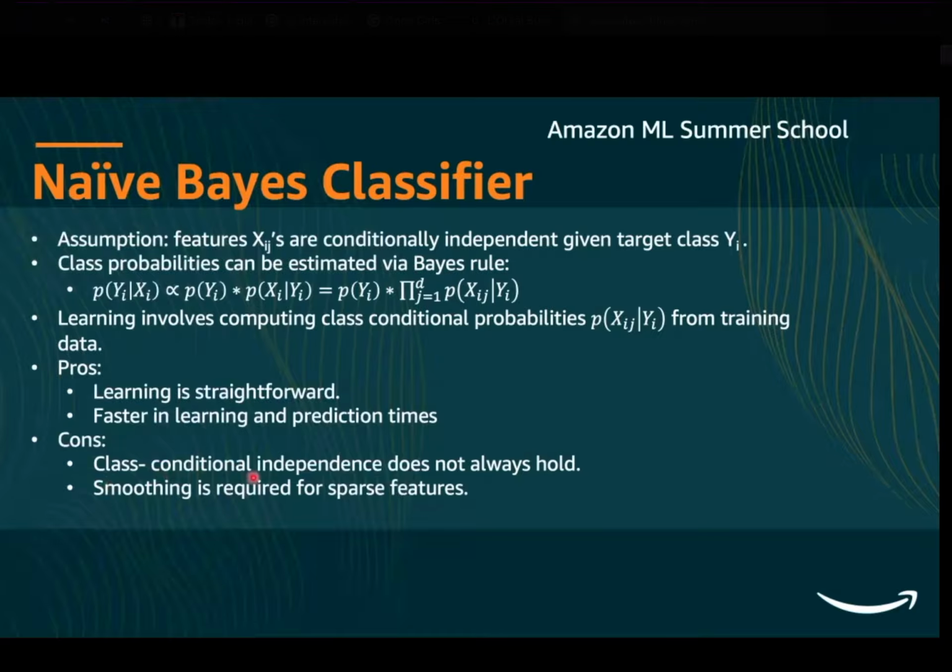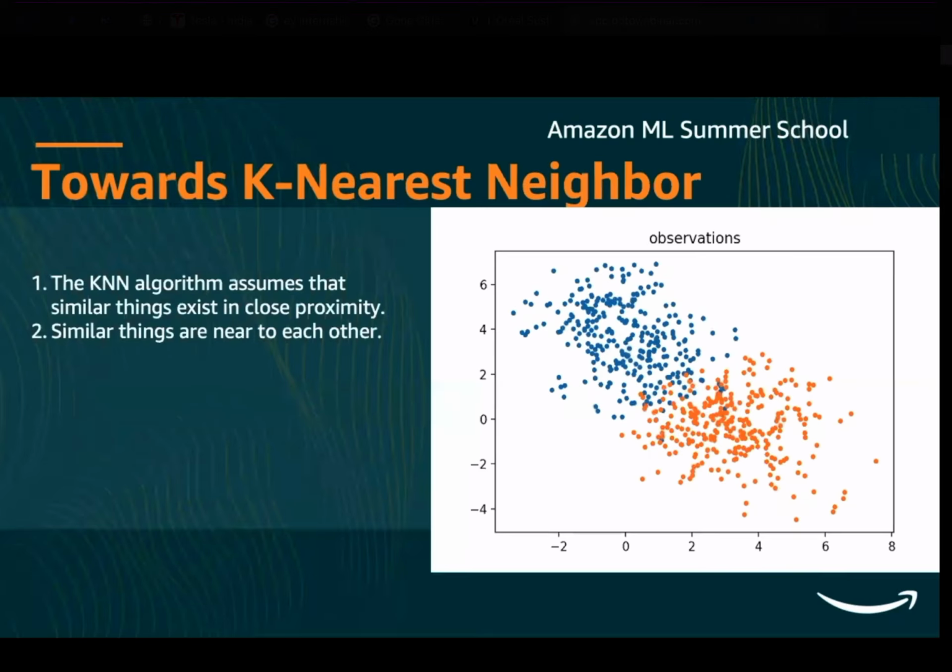So the class conditional independence might not always hold. The smoothing might be required for sparse features, right? Now let's move to k-nearest neighbor classifier, right? The k-nearest neighbor assumes that similar things exist in close proximity with each other, right?